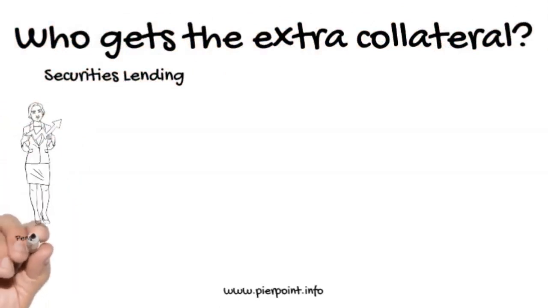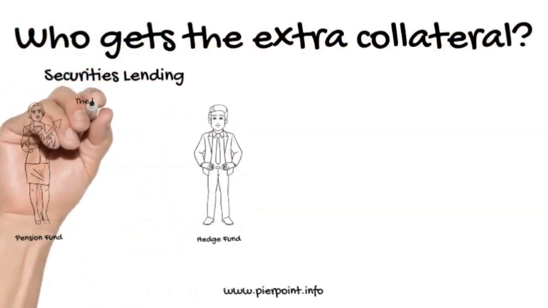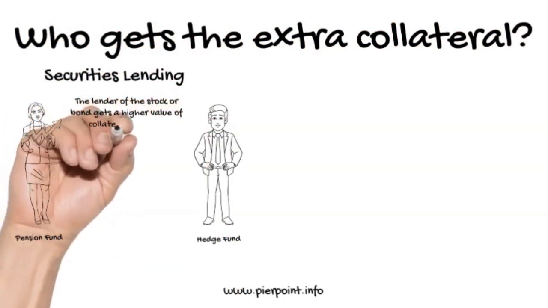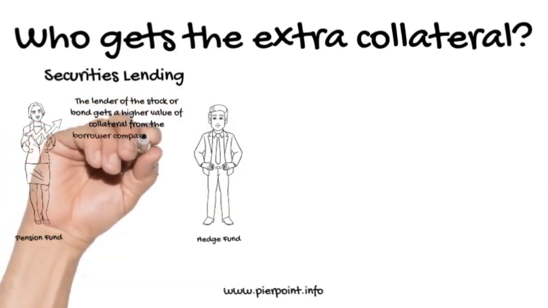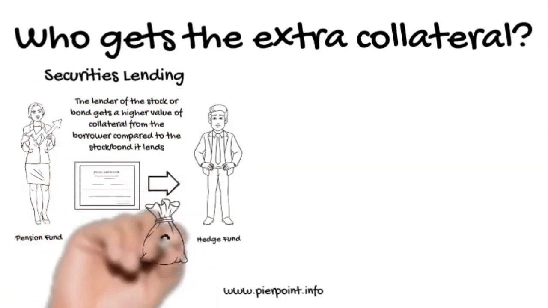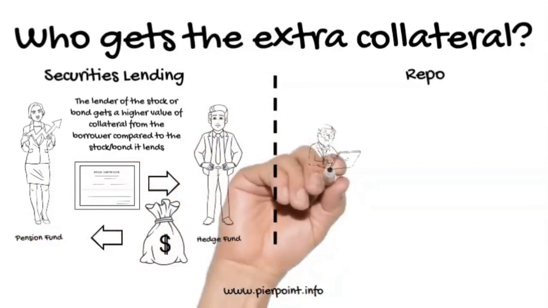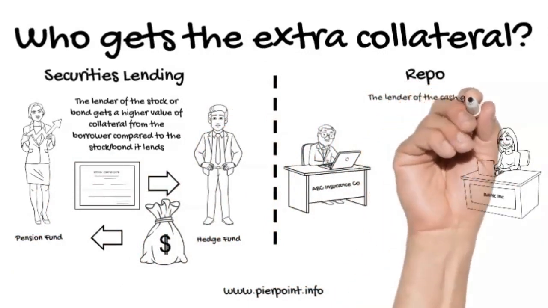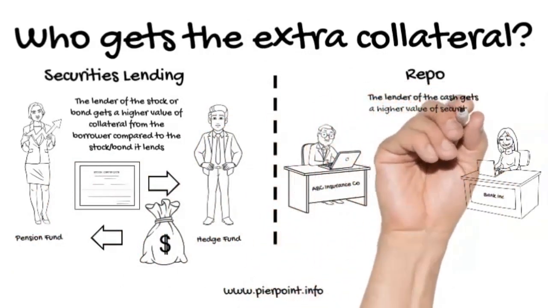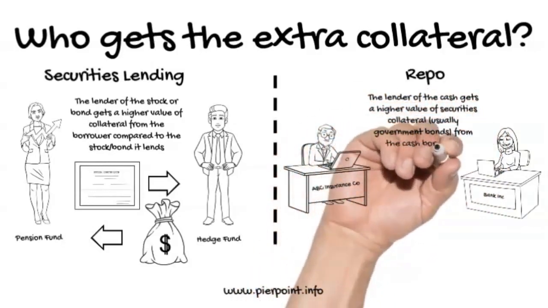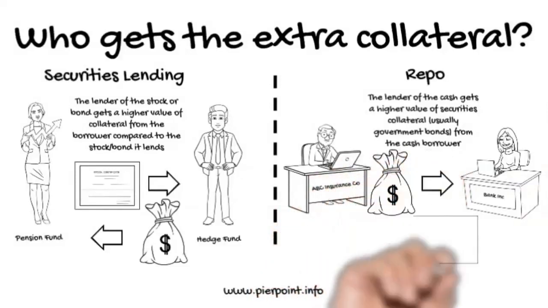In securities lending transactions, the party that lends out the stock or bond gets extra collateral from the borrower. For example, for $100 of loan stock, they might get between $102 and $110 of collateral. In a repo transaction, the cash lender will give cash that has a lower value than the market value of the securities provided by the borrower. For example, the cash lender might be lending $98 and receiving $100 of collateral. In repo transactions, the most common security used as collateral is government bonds.